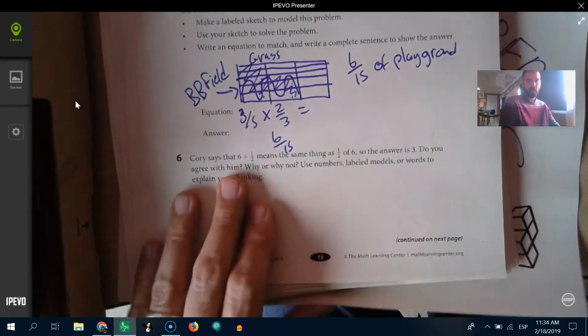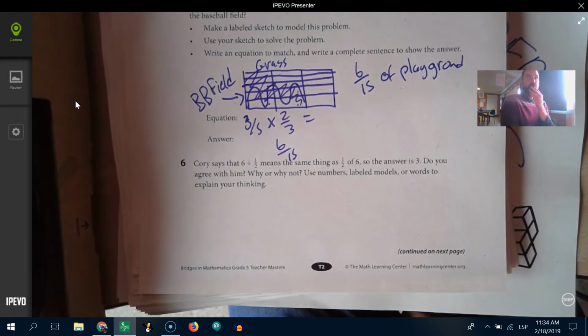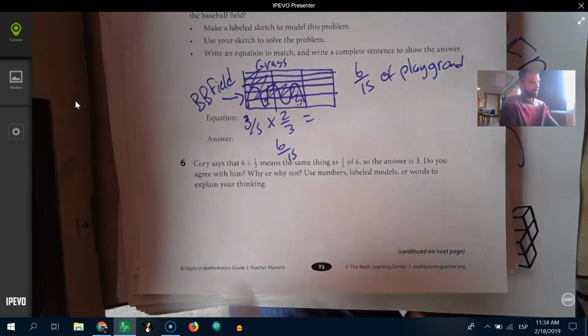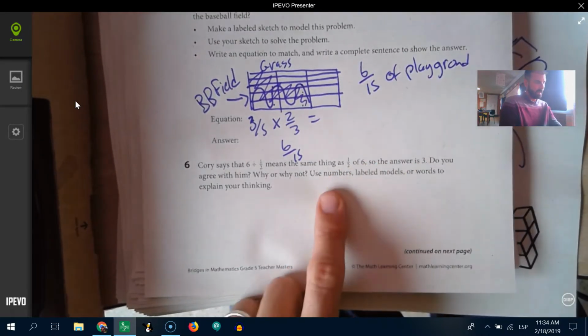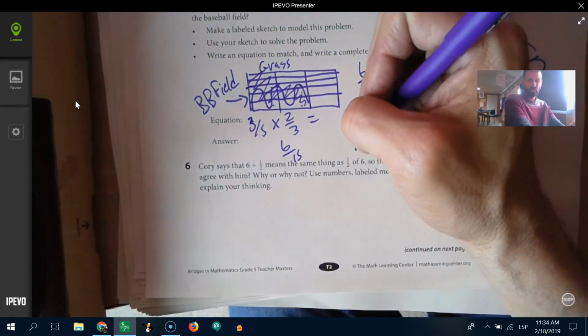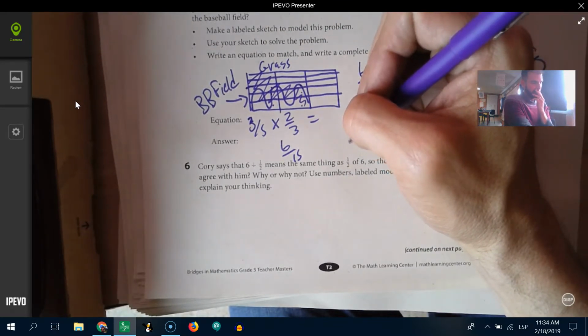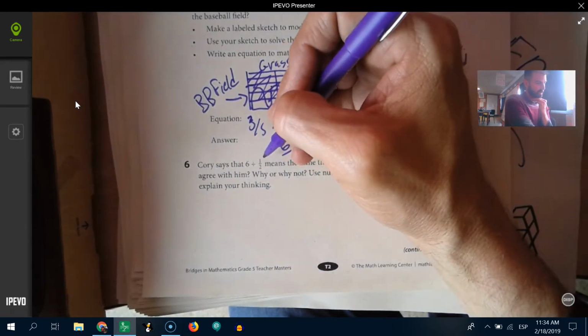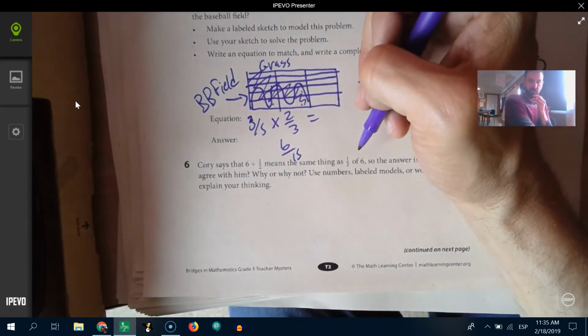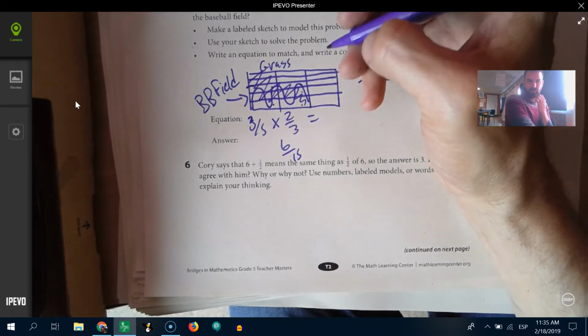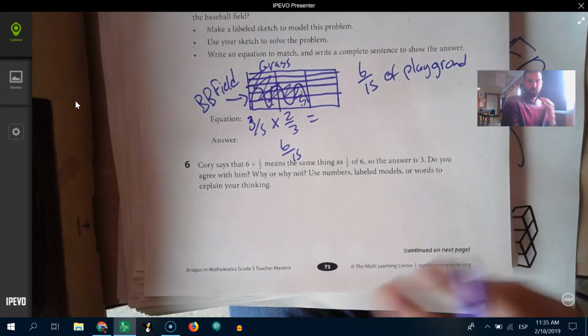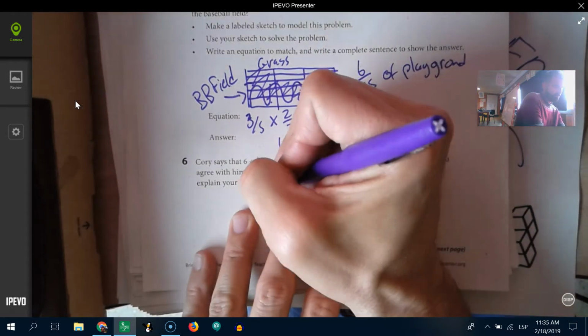Let's see. 6 divided by 1/2. I look at how many halves 6 has. Wait a second. It means the same thing as half of 6. No, half of 6 is 1/2 times 6. The multiplication and division aren't like that. You can't say 6 divided by 3 is the same thing as 3 times 6. No, that's not how that works. So I do not agree with him.